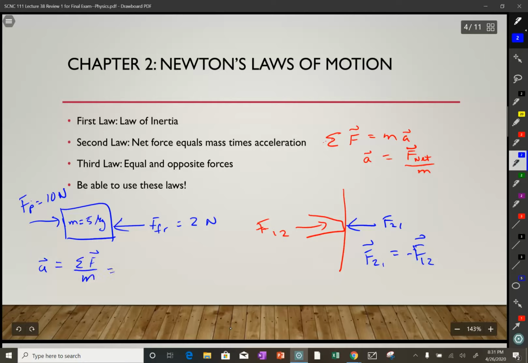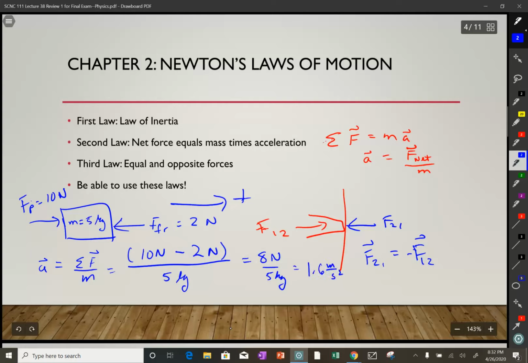the sum of the forces, so I'm going to have to decide that to the right is positive. And so the sum of the forces is 10 newtons to the right minus 2 newtons to the right, because it's actually 2 newtons to the left, all divided by that mass of 5 kilograms. And so that's 8 newtons over 5 kilograms equals 1.6 meters per second squared. So you should be able to do that kind of problem.